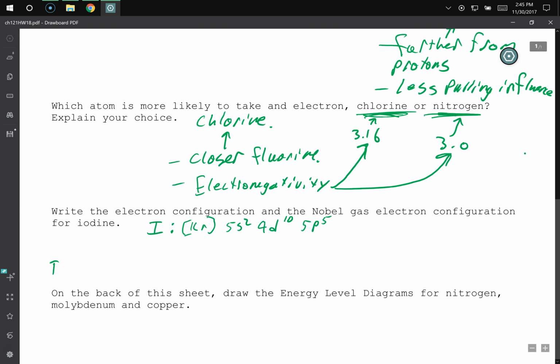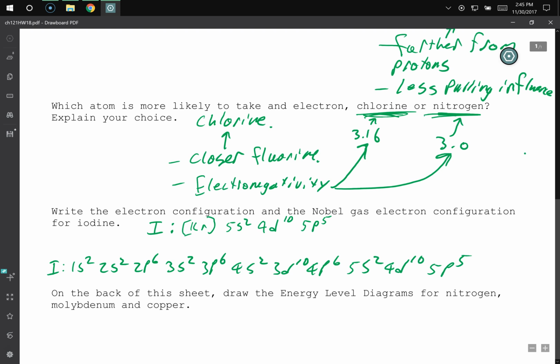So the full electron configuration: 1s2, 2s2, 2p6, 3s2, 3p6, 4s2, 3d10, 4p6, 5s2, 4d10, 5p5.